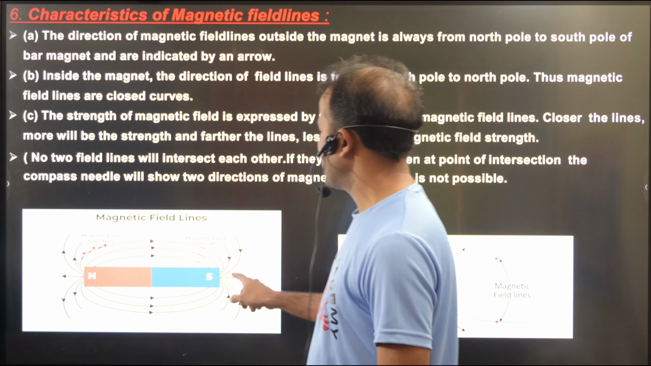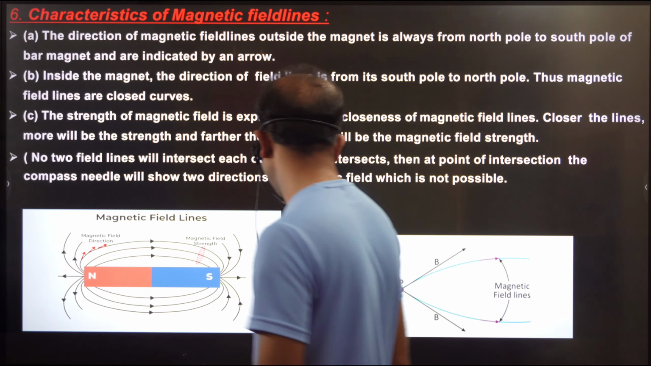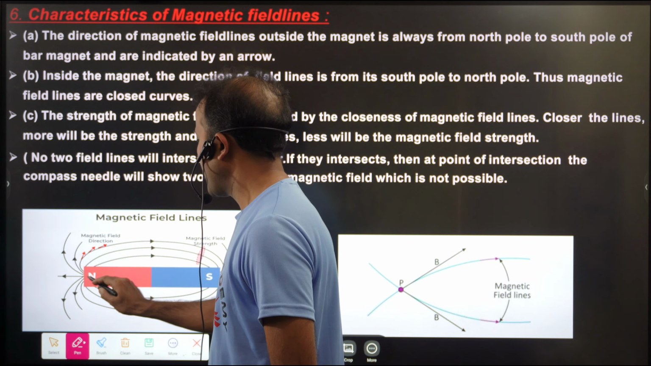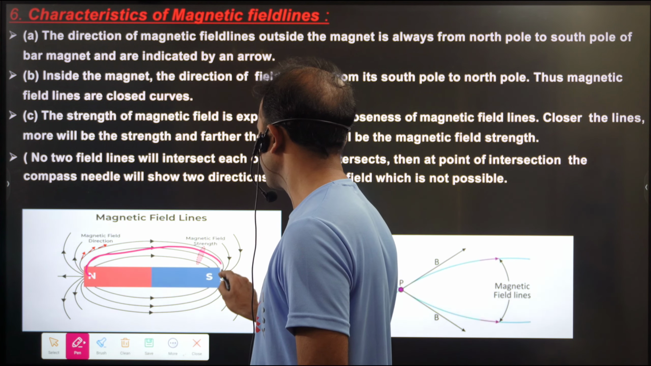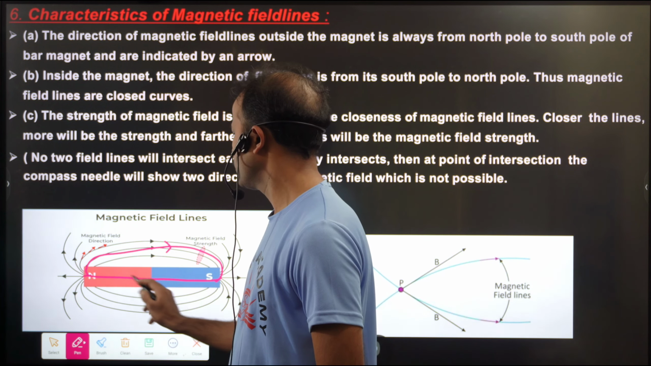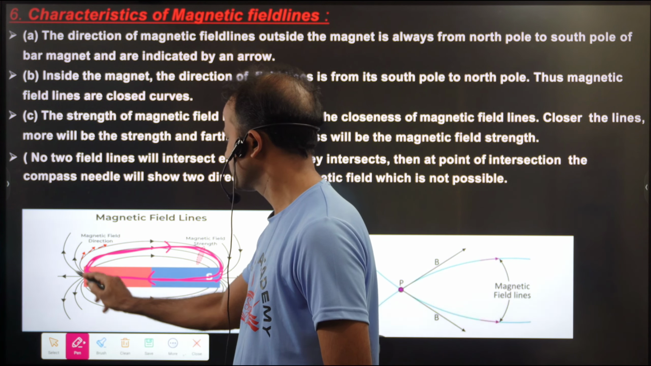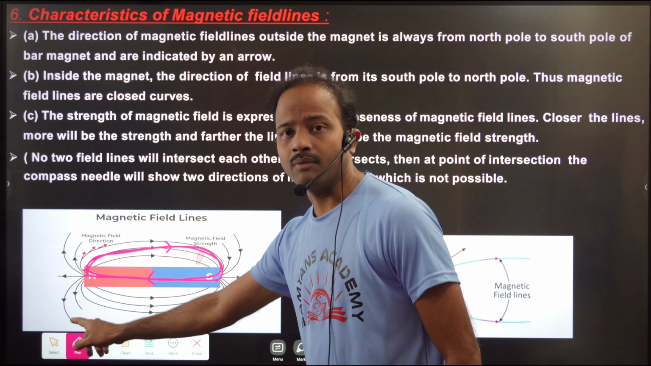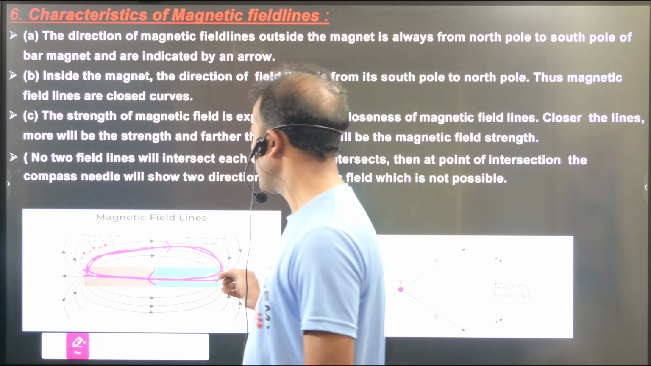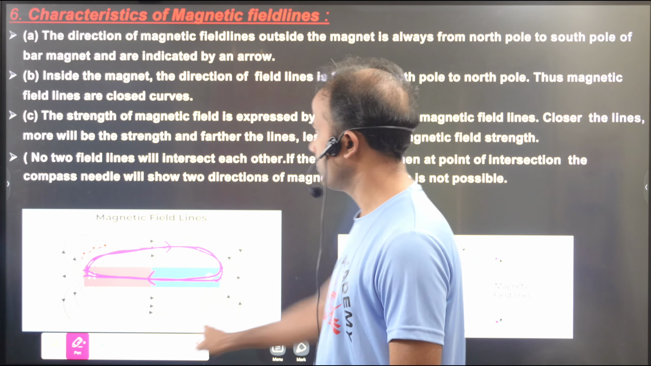Now inside the magnet, they move from the south to north, so they form a continuous closed curved loop. Outside the bar magnet, the direction of field lines is from the north pole to the south pole. Inside the magnet, the magnetic field lines move from the south to north. Like that, they form a continuous closed curved loop, right?